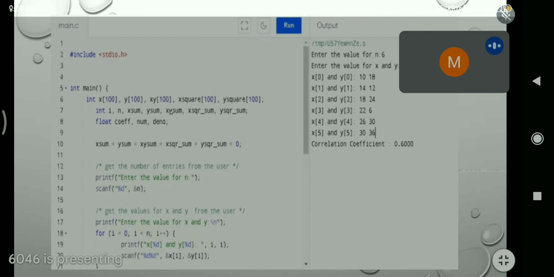Now let us discuss the same question in programming. Here we have used C programming on the C online compiler platform, and we have written the code. We are getting the inputs from the user. First we get the number of entries from the user. Here n, the number of entries, is 6, and then we get the values of x and y from the user, that is, 6 values for x and 6 values for y. Here we are using a for loop and finding the correlation coefficient.